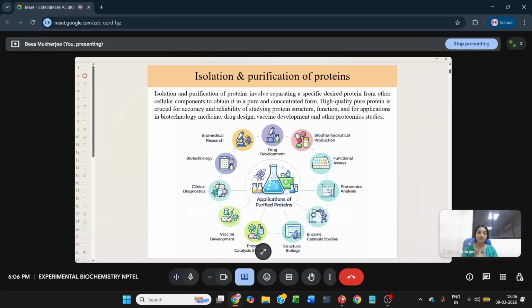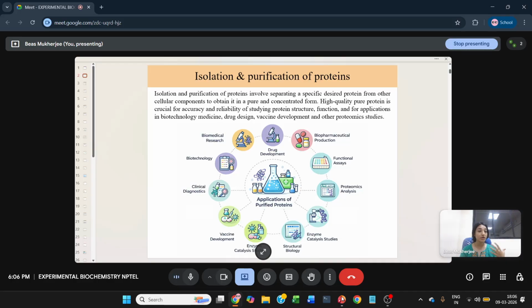Right. So isolation and purification of proteins. Now, why is isolation and purification of proteins required? That is because it has applications in all of these different disciplines that you can see. Right. So isolation and purification of proteins involves separating a specific desired protein from other cellular components to obtain it in a pure and concentrated form.